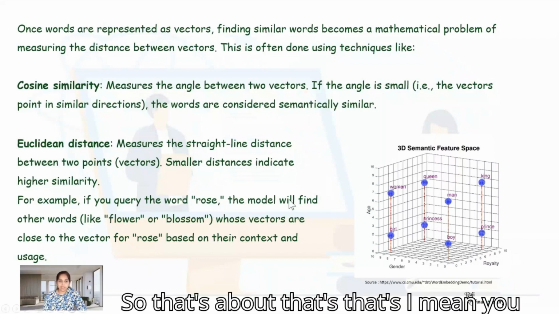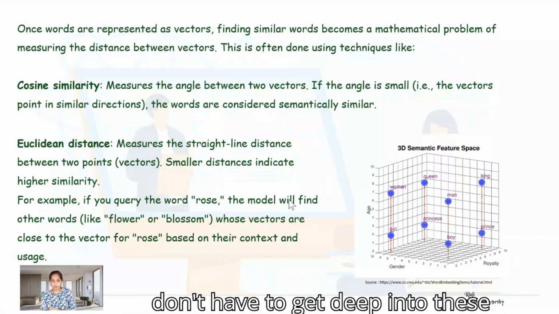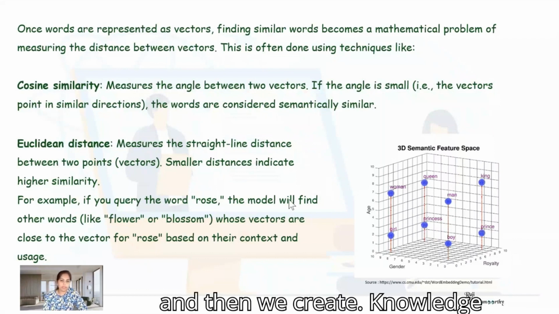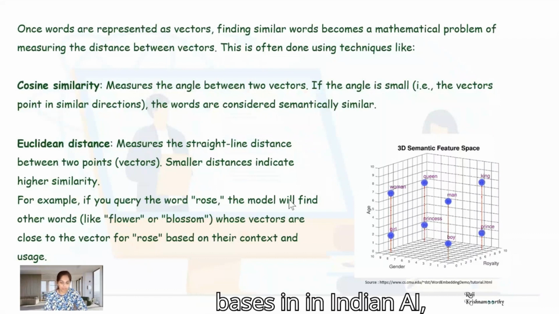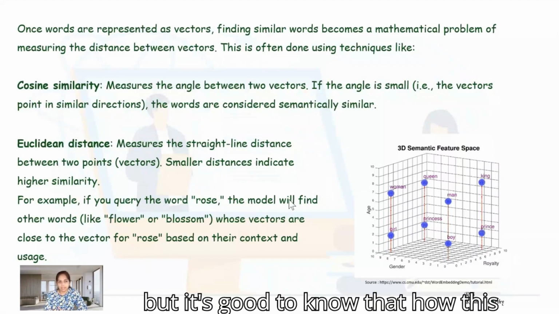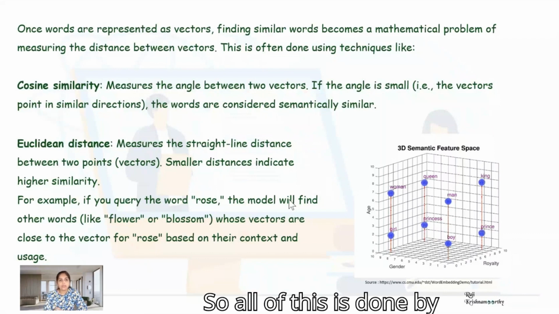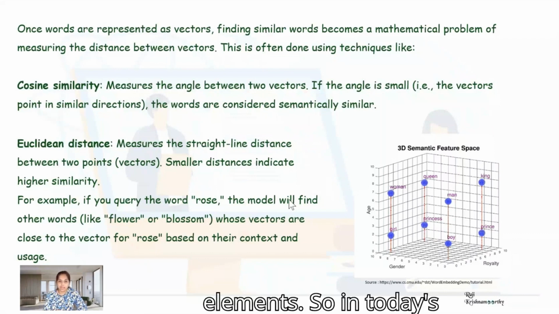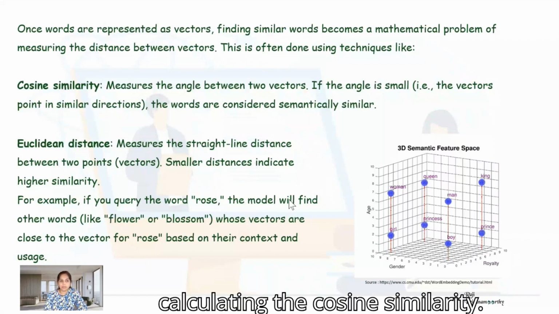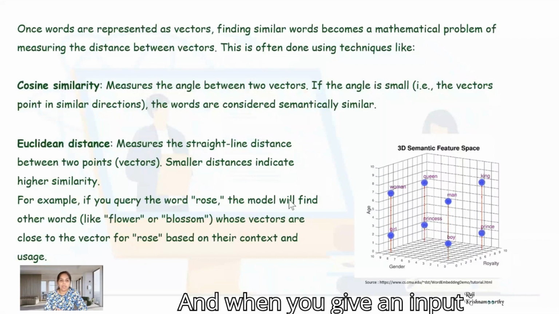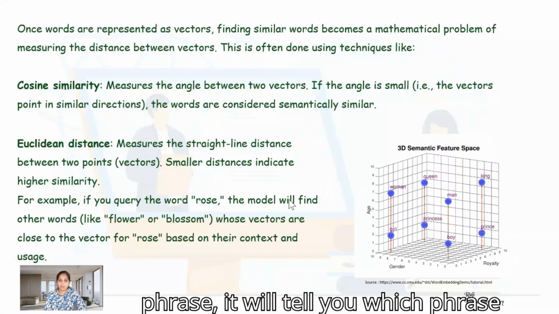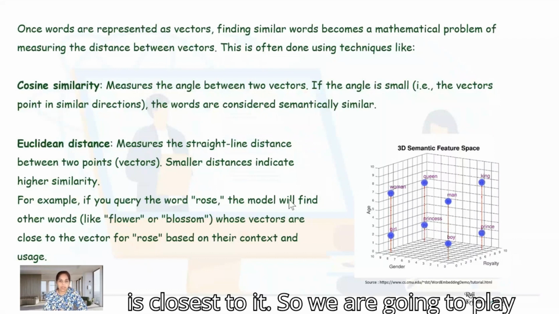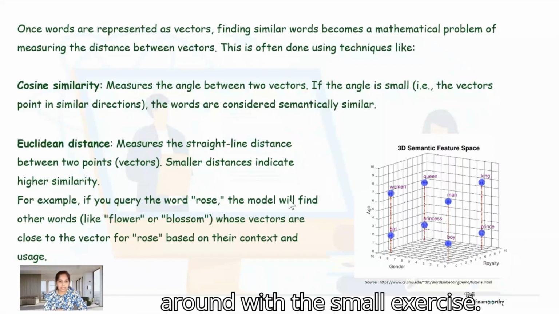You don't have to get deep into these techniques. We are not going to use them when we create knowledge bases in Gen AI. But it's good to know how this calculation happens behind the scenes. All of this is done by LLMs. So in today's session, we are going to see how the LLM calculates the cosine similarity, and when you give an input phrase, it will tell you which phrase is closest to it. We are going to play around with a small exercise.